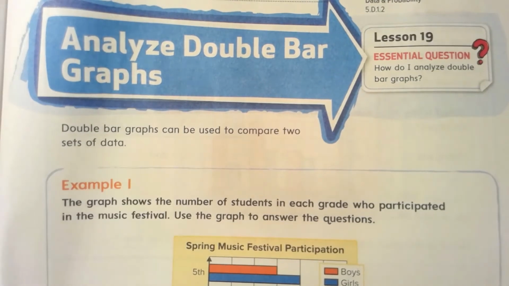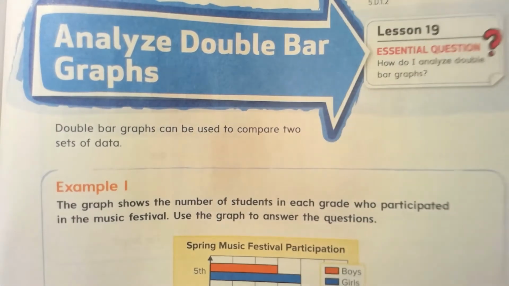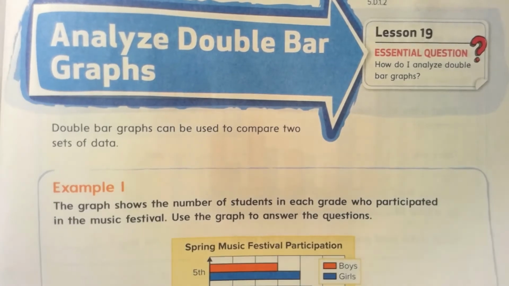In this video, we're going to look at some select questions from Lesson 19, which is on analyzing double bar graphs. Remember that double bar graphs are used to compare two sets of data. So we're going to look at some double bar graphs and try to interpret them to see what the graphs are telling us about the data.